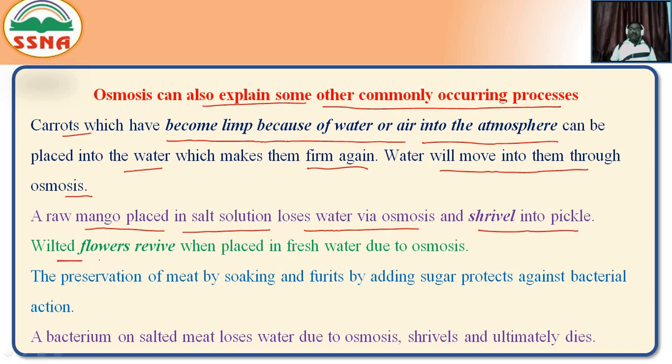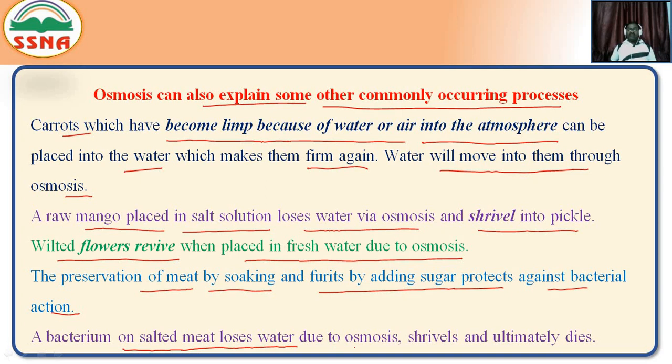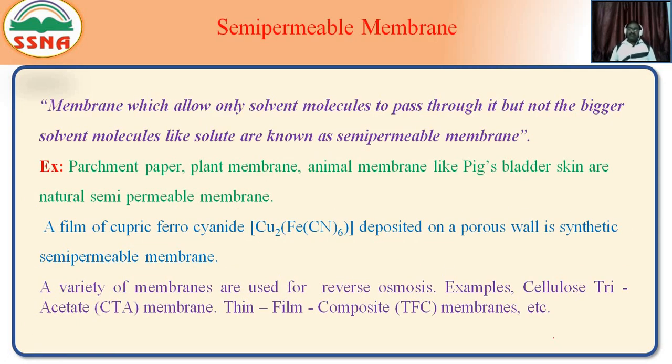Next, wilted flowers revive when placed in fresh water due to osmosis. The preservation of meat by salting and fruits by adding sugar protects against bacterial action. The bacterium on salted meat loses water due to osmosis, shrivels and ultimately dies. These are the commonly occurring processes based on osmosis.